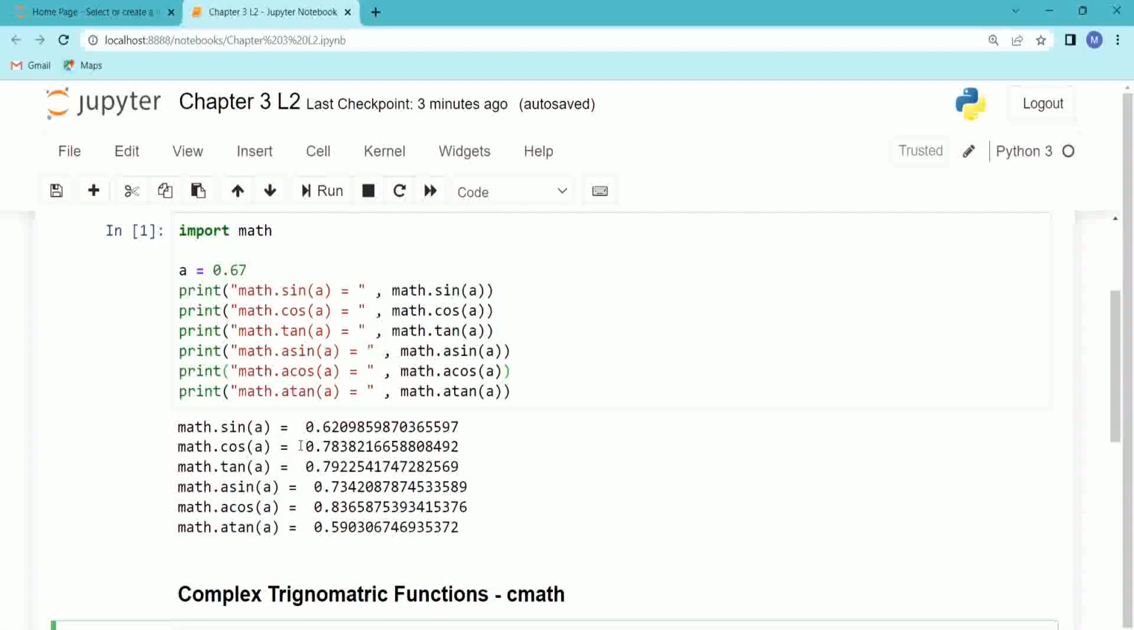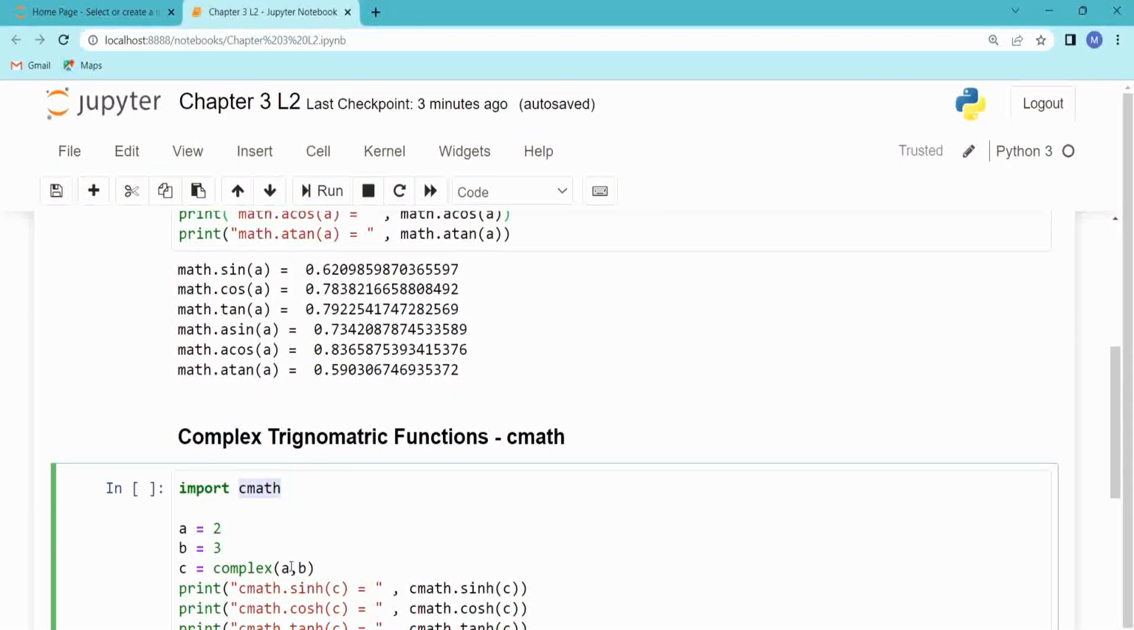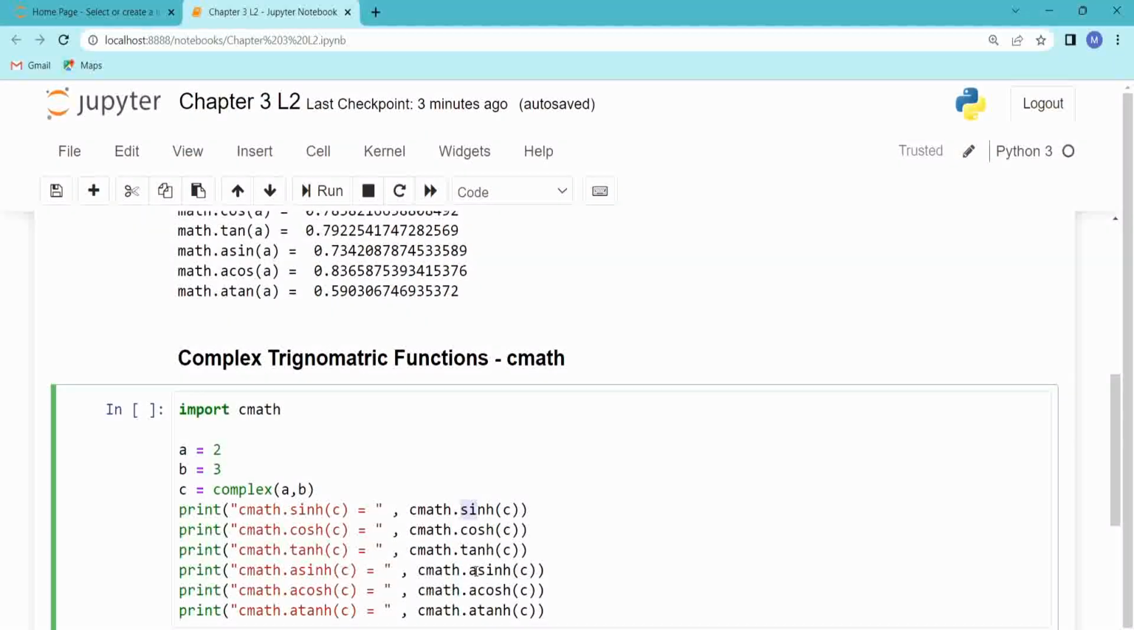So now let us look at some of the complex trigonometric functions, and here the library we are importing is cmath, which is complex math. This is used to deal with complex values or complex trigonometric functions. One of the functions which is inbuilt in Python is complex, whereas sinh, cosh, tanh, or inverse hyperbolic functions are there in the cmath module.